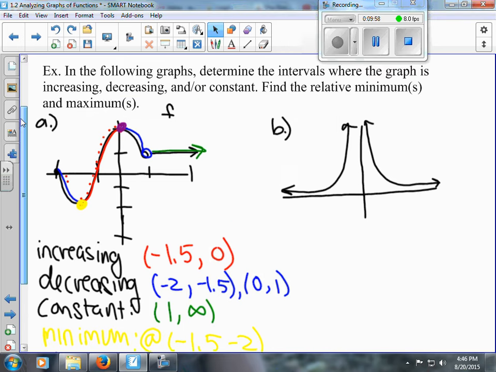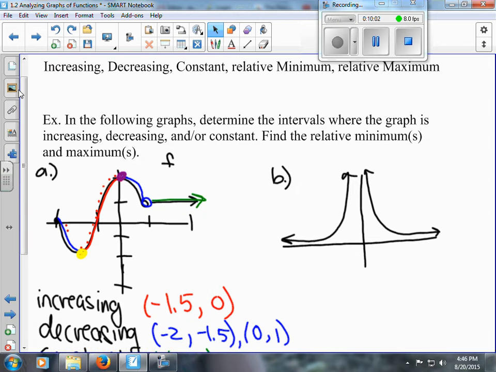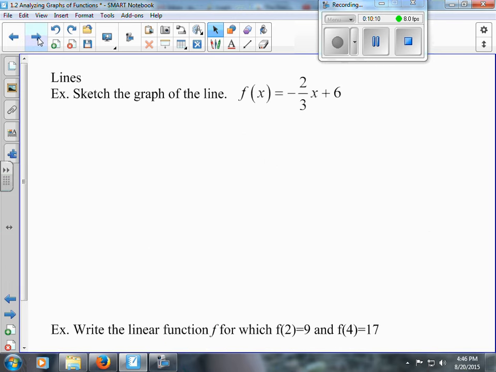All right, and then B, here's one for you to do. It's actually the graph of y equals 1 over x, and I'm going to let you finish that one in your notes. Next topic is lines.